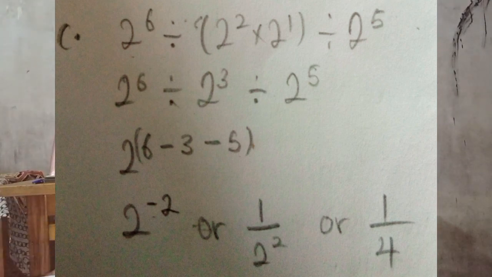So we continue: 2 raised to the power 6 divided by 2 raised to the power 3 divided by 2 raised to the power 5. The second law of indices says that numbers with the same base dividing each other, we subtract the powers. From here, we subtract 6 minus 3 minus 5, and our answer is 2 to the power negative 2, which is equal to 1 over 2 squared, or 1 over 4.